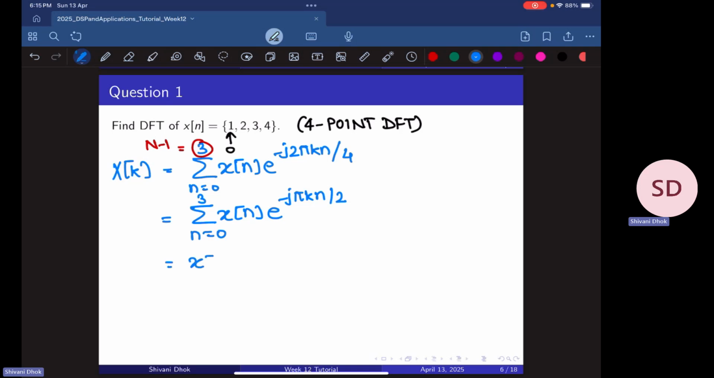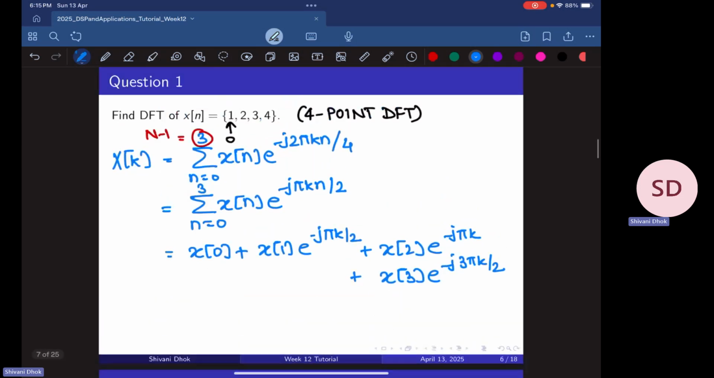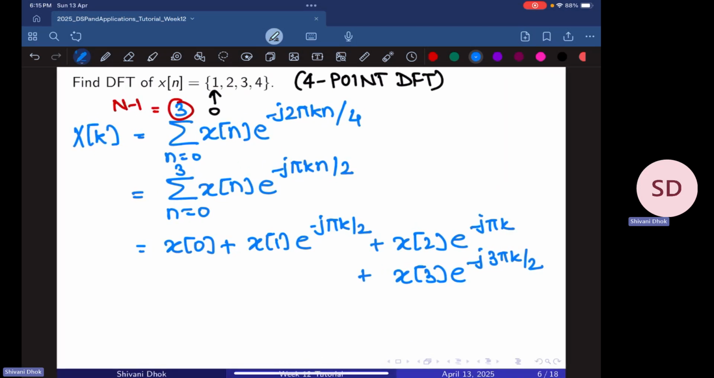that I'll get x of 0 plus x of 1 times e power minus j pi k by 2 plus x of 2 into e power minus j pi k and plus x of 3 into e power minus j 3 pi k by 2. Now let me substitute the value of x of 0, x of 1 and so on in this particular equation. So what do we get?